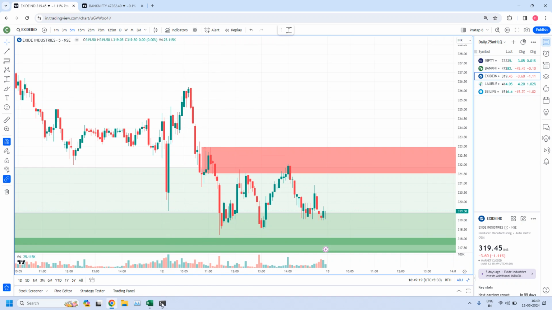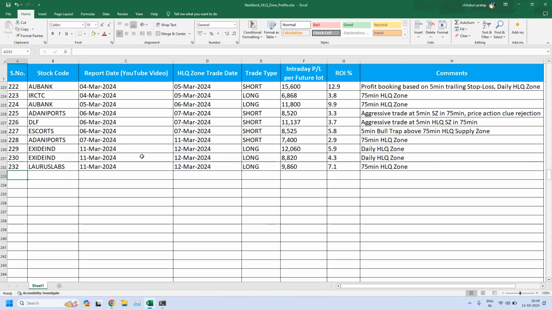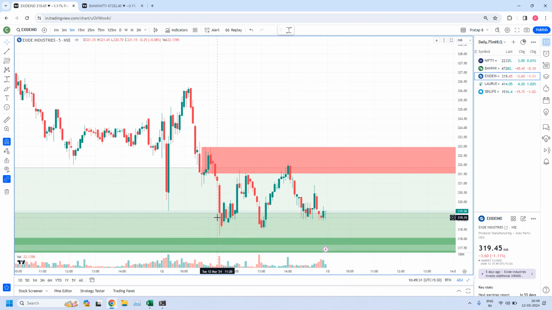And how much profit has it given? Exide Industries has given a profit of 12,060 rupees, which is 5.9% ROI. That means close to 6.1. Just 0.2% difference. Our average ROI I'm talking about.